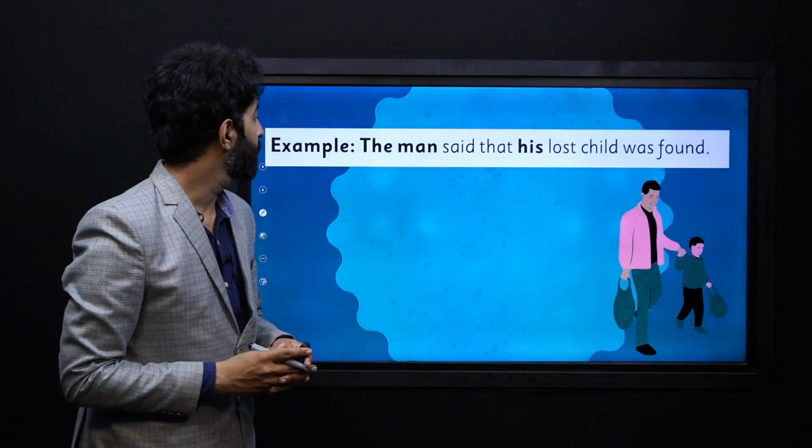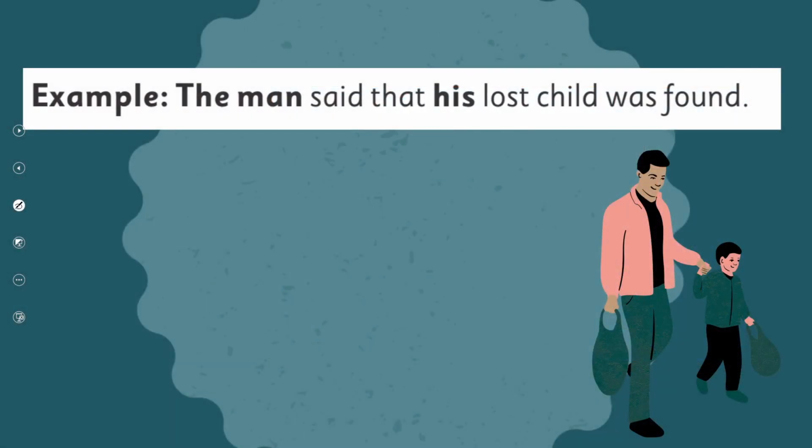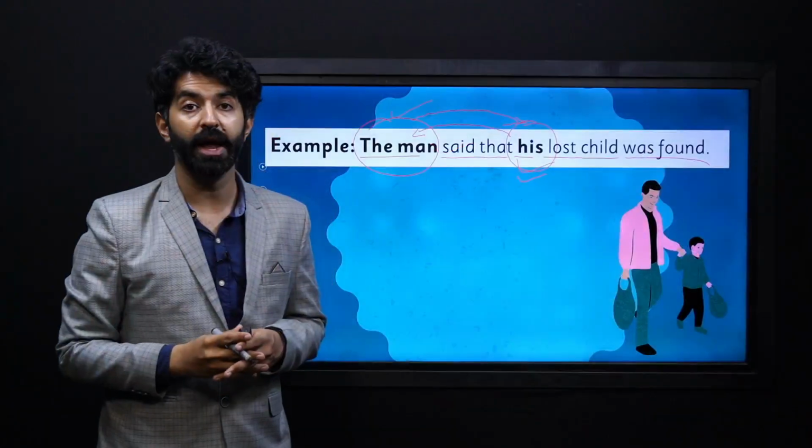Now let's see an example. The man said that his lost child was found. So here the bold words, let's circle them first. This noun and this pronoun have an agreement, a connection. This pronoun is preceding this noun, the man. So we can say that this kind of pronoun in a sentence is called a pronoun antecedent.